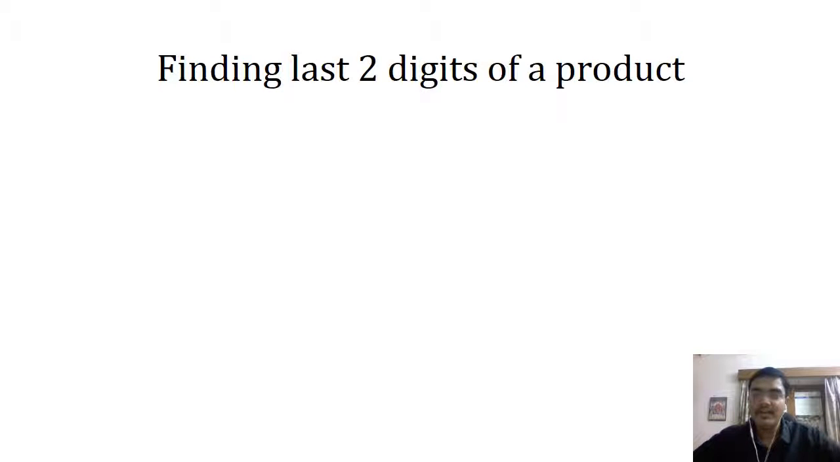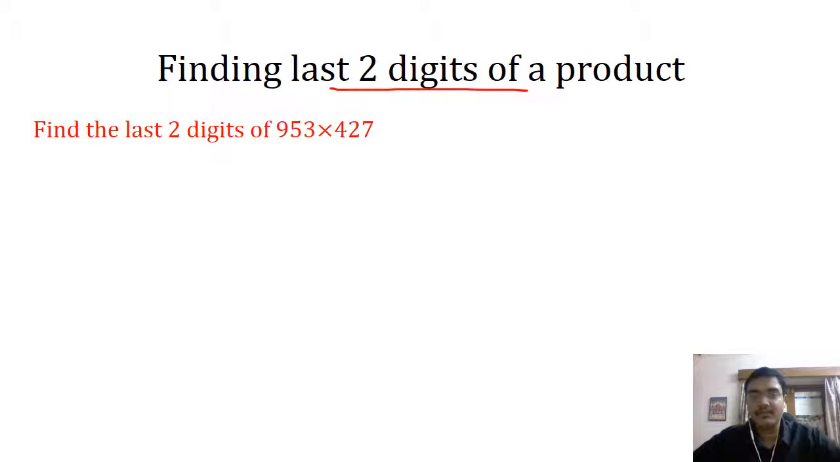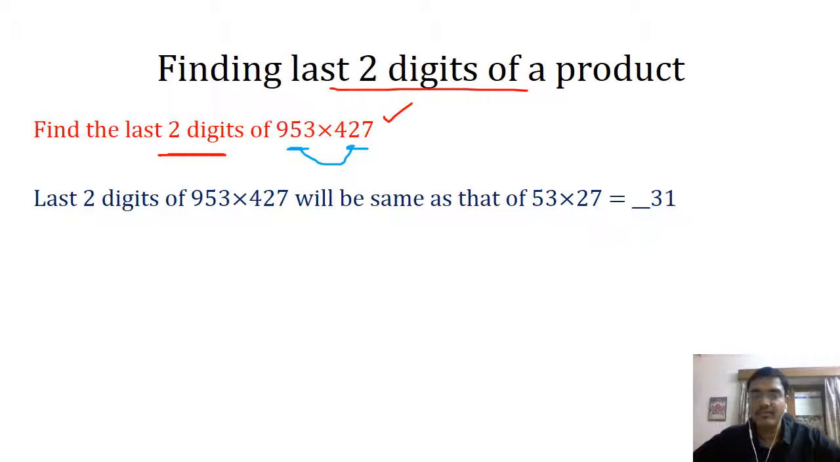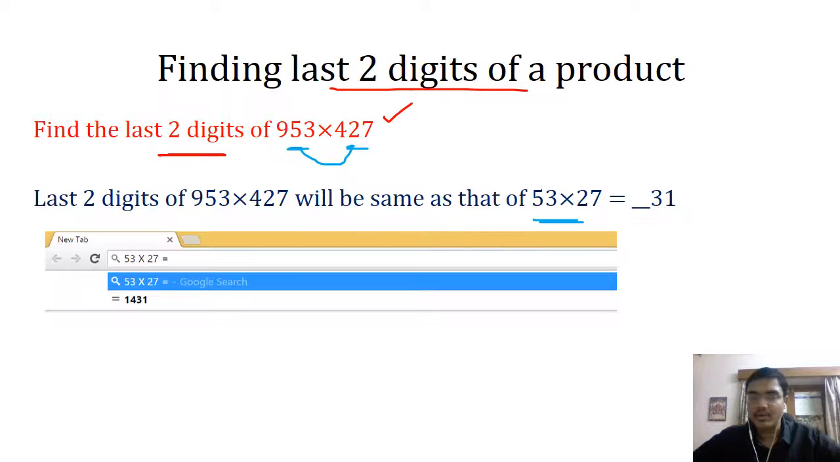Similarly, if I ask you to find the last two digits of any product, for example, if you are given 953 times 427 again, and you have to find the last two digits of this product, what you need to do is multiply 53 with 27 and what you'll get will be the last two digits. So when we multiply 53 into 27, we get 31 as our last two digits. And what is our product? 406931, right?